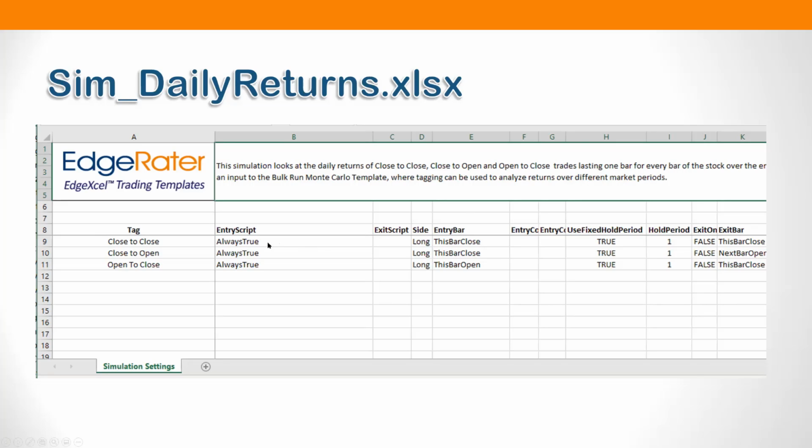So the entry script here is always true, which means it's going to enter every single day. And the trade is using a fixed hold period, so it's exiting after 1 day. That's how this worked. And there are 3 simulations within this particular bulk file or batch run file. One is a close to close simulation. The next one is the close to open simulation, and the final one is open to close simulation. All right, that's how that looks.